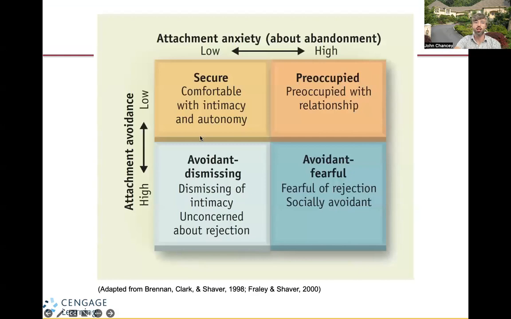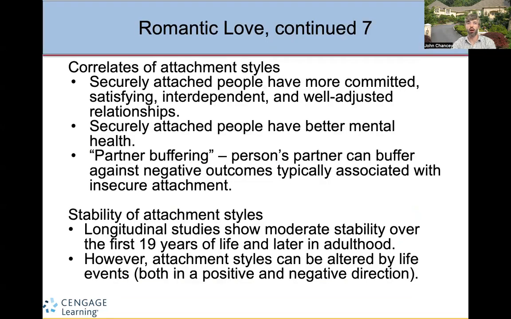So somebody who is low in avoidance and low in anxiety would have a secure attachment. One who is high in anxiety and low in avoidance would be preoccupied. High in both would be fearful avoidant, and high in avoidance but low in anxiety would be dismissing avoidant. These are ways in which we might manifest attachment, or lack thereof, in our relationships.